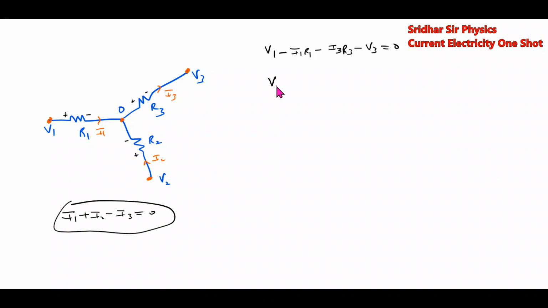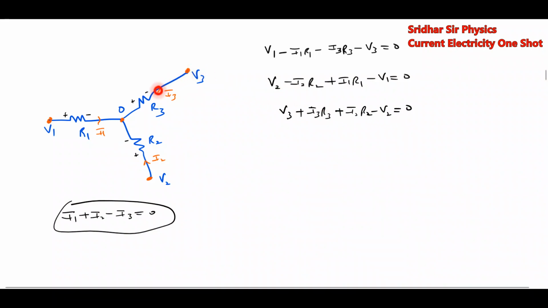Similarly, V2 minus I2 R2 plus I1 R1 minus V1 equals 0. Then V3 plus I3 R3 plus I2 R2 minus V2 equals 0. If you move from lower to higher potential, it is a rise. If you move from higher to lower potential, it is a drop.